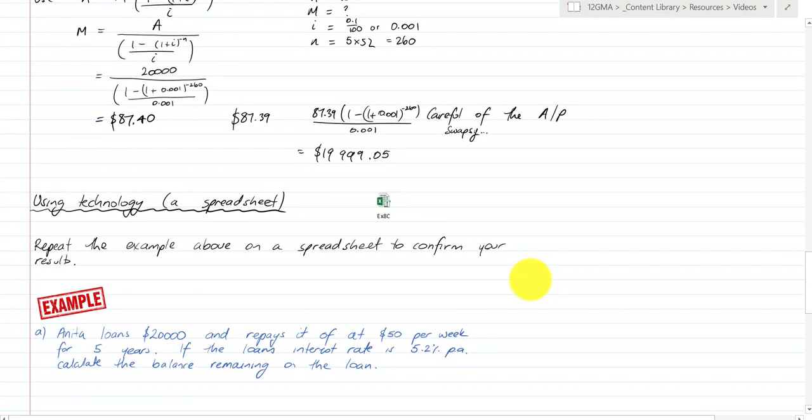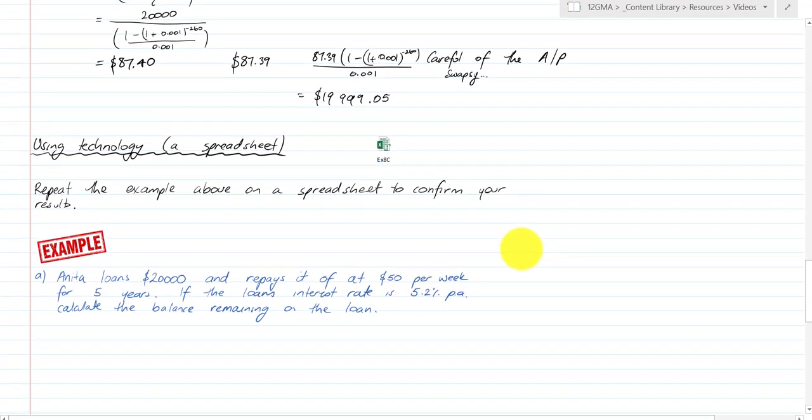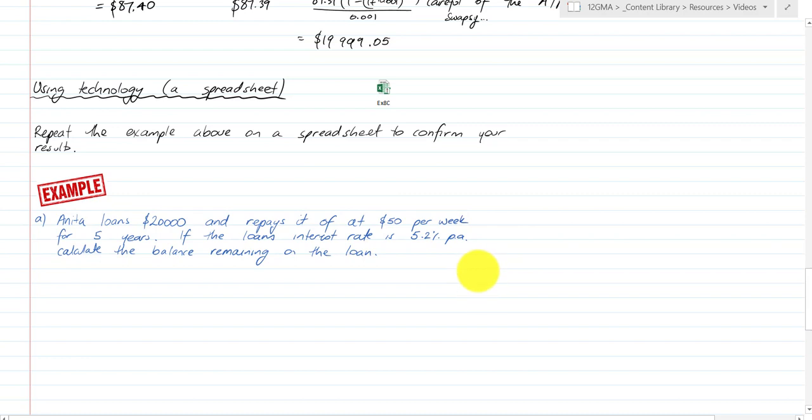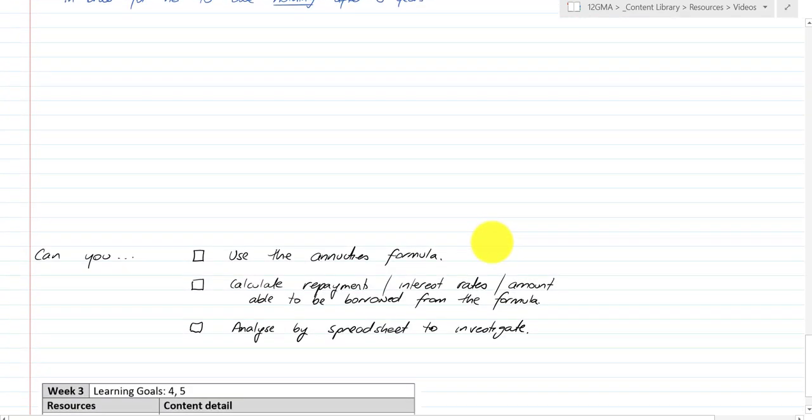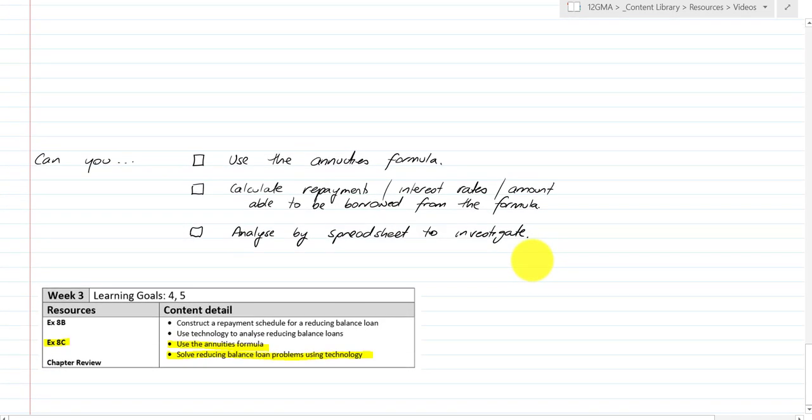We could use a spreadsheet, which I'll leave with you, but this spreadsheet, if you open, and we'll do it in class, does come up with just entry points that we can check our answers. But have a play with that, do some further examples, and I would just ask you, do you know how to use those annuities formulas? Can you calculate repayments, interest rates, amount able to be borrowed from a formula, and can you analyze by spreadsheet to investigate? And if you can do all of those, you'll be successful, and you can finalize this chapter by working on 8C in the chapter review. All the best.